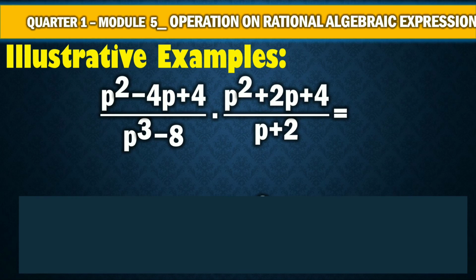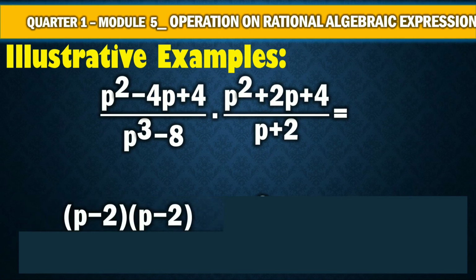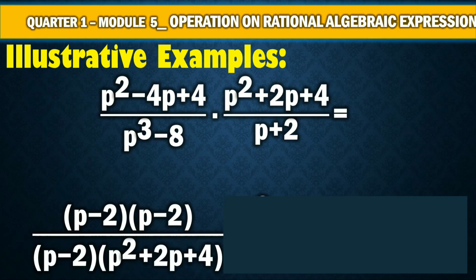So, let's start with p squared minus 4p plus 4. Analyzing the polynomial, this is a trinomial. So, this is also a perfect square trinomial. So, its factor is p minus 2 times the quantity p minus 2. Next, p cubed minus 8. So, this is a difference of two cubes. So, the factor here is p minus 2 times the quantity p squared plus 2p plus 4.